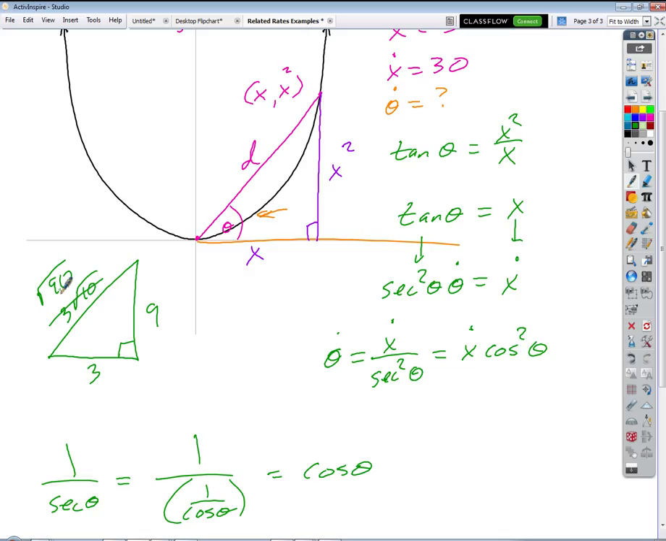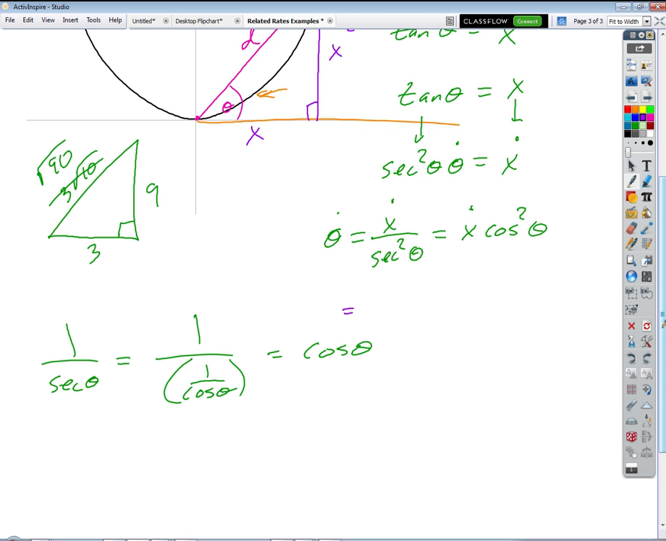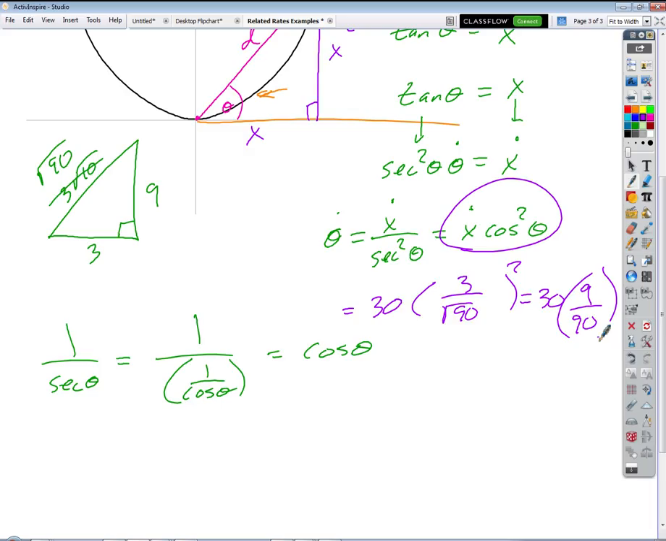So now we plug and chug. What do we get? X dot was 30, so we fill that in. 30 times 3 over the square root of 90, all squared. What's that going to be? 9 over 90, so 1 over 10, and 30 over 10 is 3.